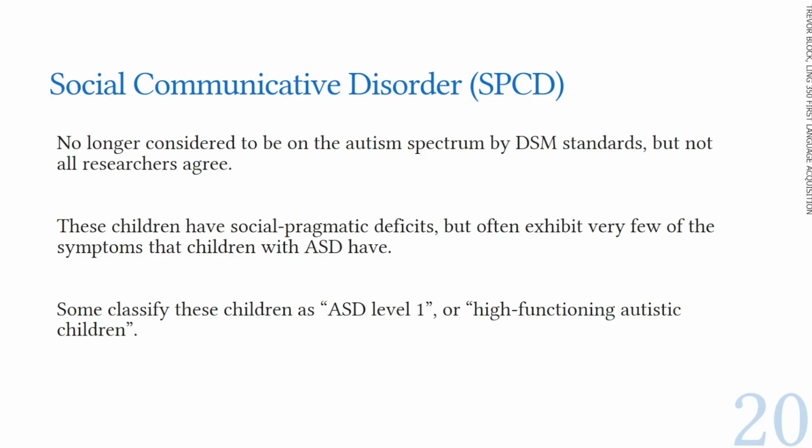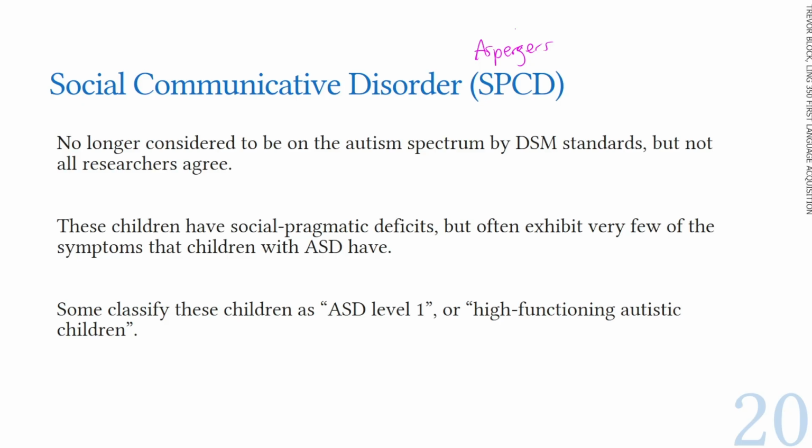So that's ASD. I want to briefly talk about this side thing called SPCD, or social communicative disorder, or sociopragmatic communicative disorder, depending on what you look at. This is separate from the autism spectrum according to the DSM standards, but it is a variation. Some people have said that this is like the extension of what was known as Asperger's. A lot of people would say that, well, Asperger's is actually just level 1 autism. So again, there's some controversy here.